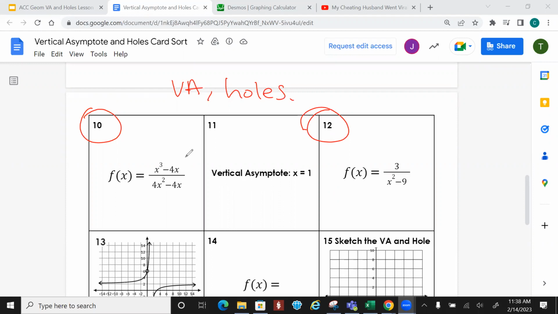Okay, so I had a couple of questions with the top. From this portion, what can you take out? X. Okay, so we can take out an x and we're left with x squared minus 4. Now, can I factor this? Yeah. Okay. A times c is negative 4. B is 0. What two numbers will make that happen?